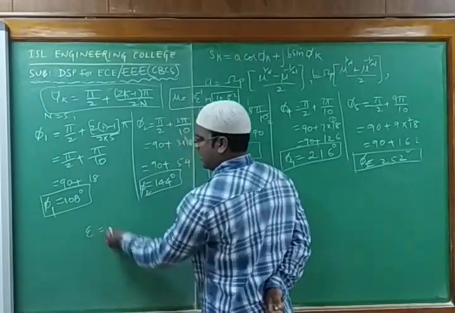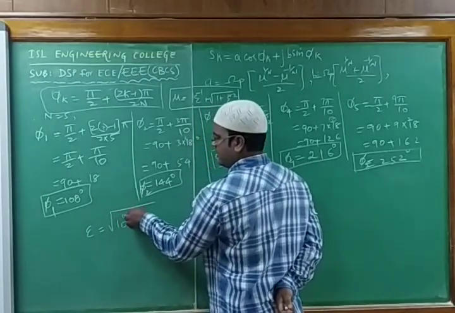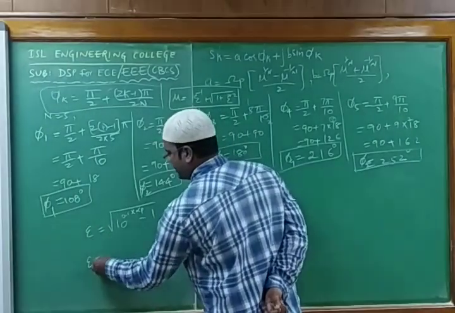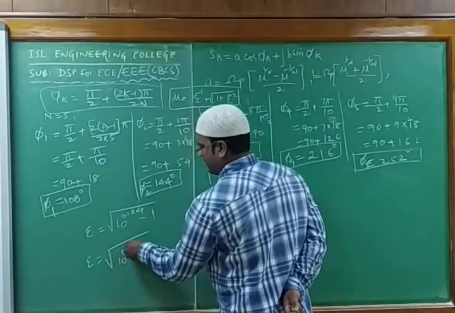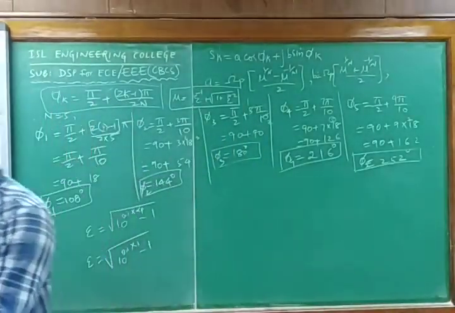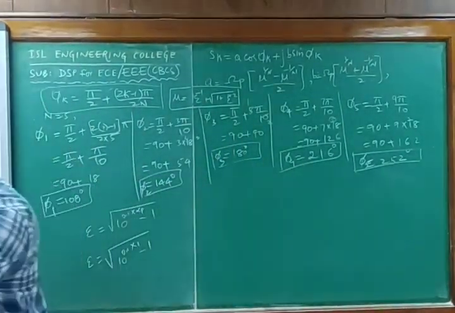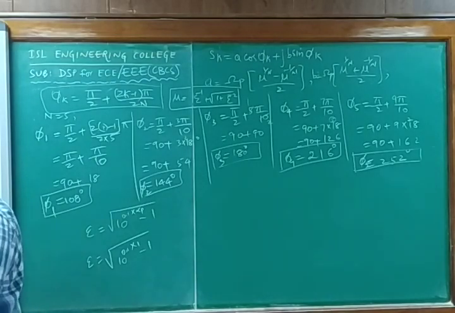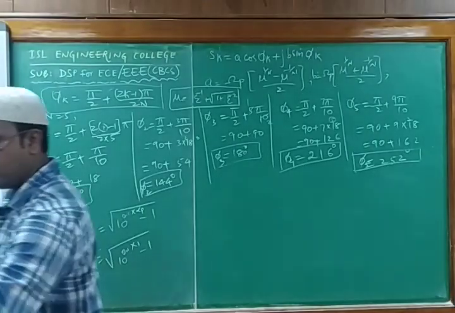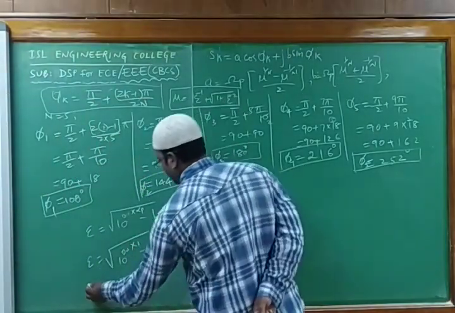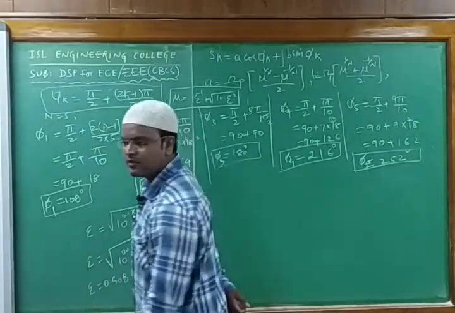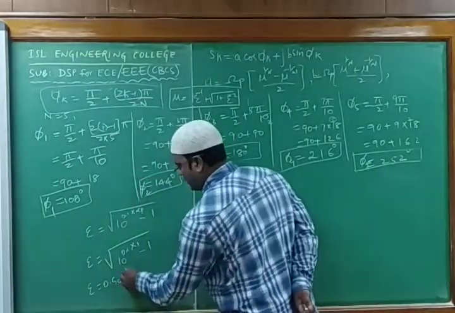So epsilon is under root of 10 power 0.1 alpha p minus 1. So if I substitute in the calculator, what I'm getting? I'm getting 0.508. Alpha p, what is alpha p they gave in the question? Alpha p is 1. So we are getting this value, 0.508. Put in calculator. So epsilon is 0.508.